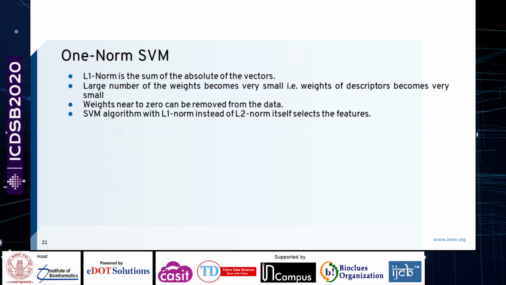We can also use a one-norm SVM. Normally, SVM is a quadratic optimization problem wherein we minimize the 2-norm of the weight vectors. Here, the 1-norm of the weight vector is minimized in 1-norm SVM. In this particular case, a large number of weights become very nearly equal to 0. So the attributes which have very small weights can be removed, and this itself serves as a methodology for removing attributes which are not important.